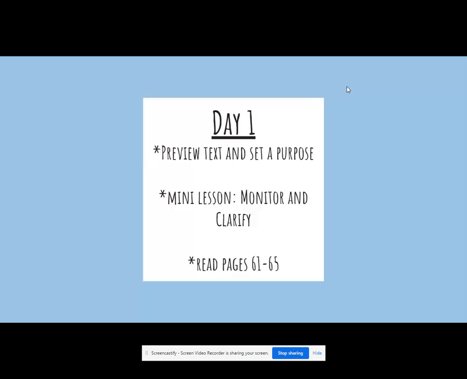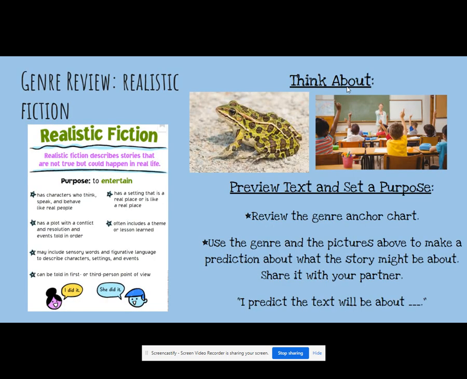So today as we read, we're going to preview the text and we're going to set a purpose for our reading. And then we have a quick mini lesson about the reading skill Monitor and Clarify. And we are only going to read pages 61 through 65 of the story. And hopefully by Wednesday we will have finished this story. So just like last week, we are going to be reading a realistic fiction story.